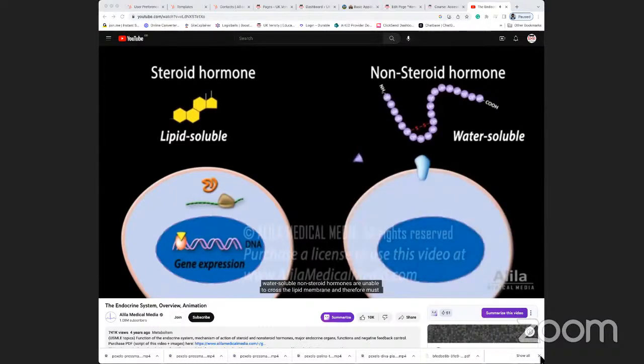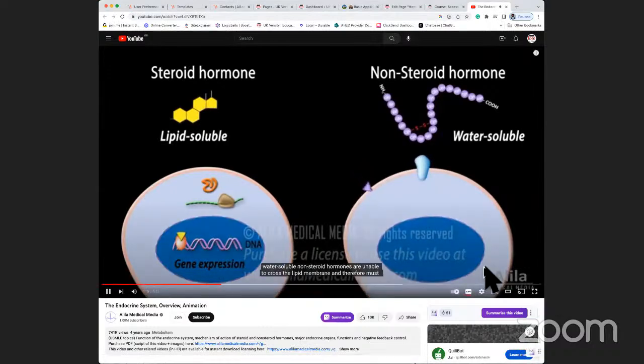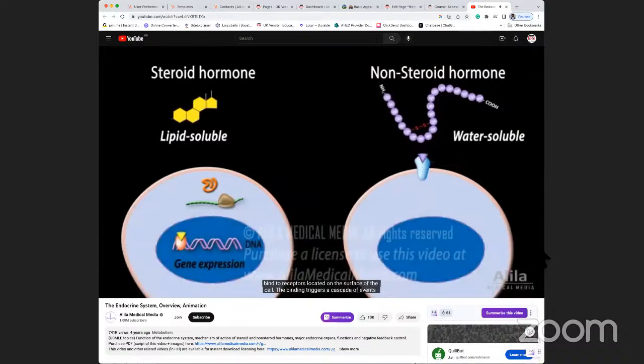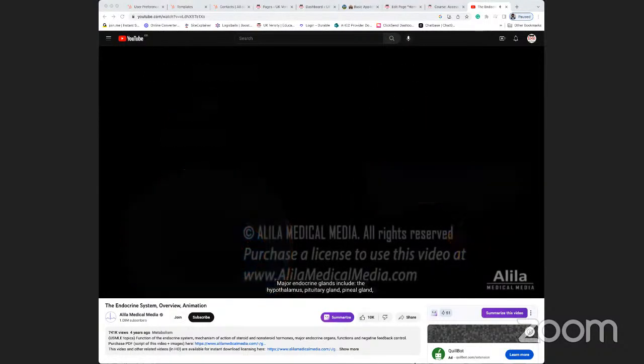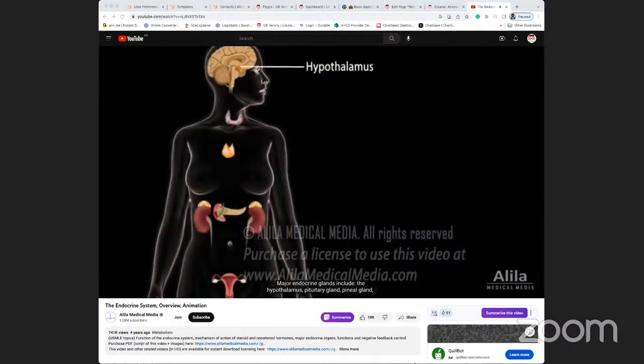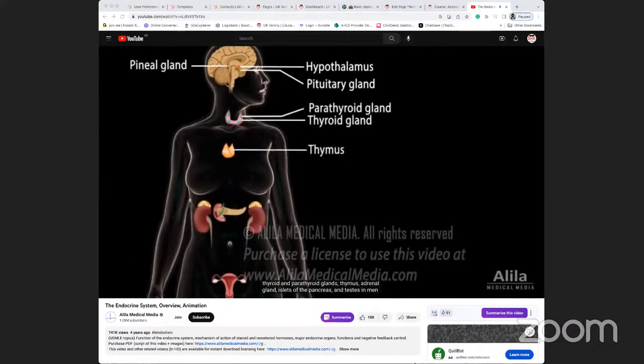On the other hand, water-soluble non-steroid hormones are unable to cross the lipid membrane and therefore must bind to receptors located on the surface of the cell. The binding triggers a cascade of events that leads to production of cAMP, a second messenger that is responsible for cellular response to the hormone. It does so by changing enzyme activity or ion channel permeability. Major endocrine glands include the hypothalamus, pituitary gland, pineal gland, thyroid and parathyroid glands, thymus, adrenal gland, islets of the pancreas, and testes in men or ovaries in women.